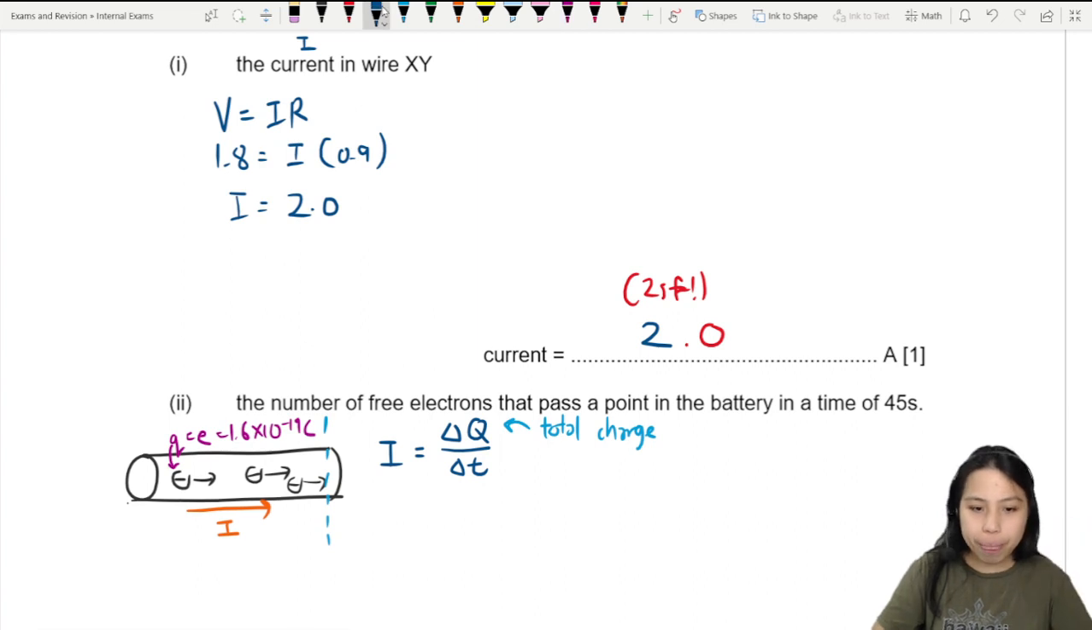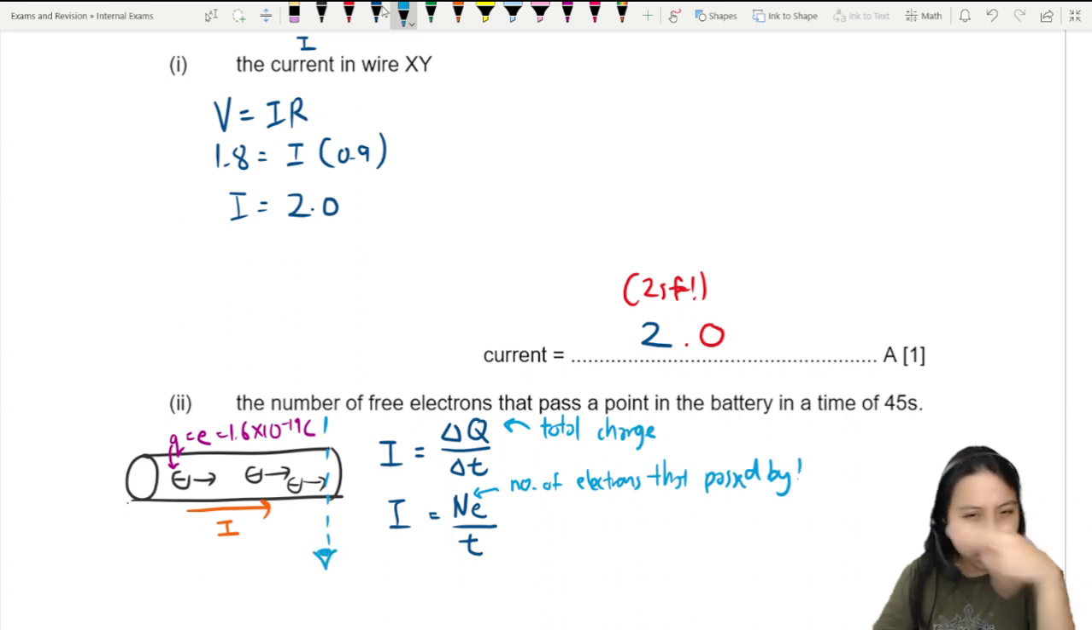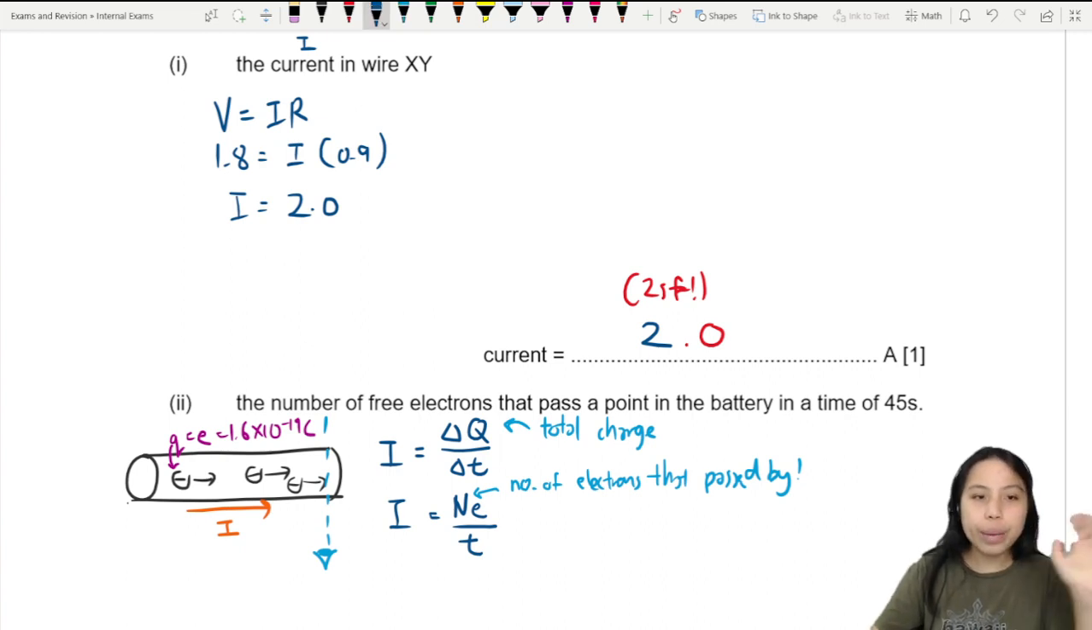So let's expand a bit. Current will now be the number of electrons times each electron's charge over t. Instead of Q, I'm going to put ne. What is n? n here is the number of electrons that pass by a certain point. I'm watching the electrons. So this is how we get to this.